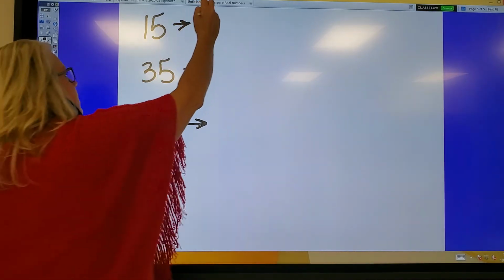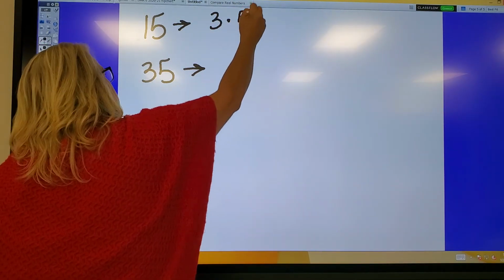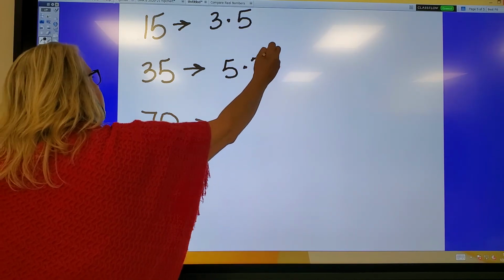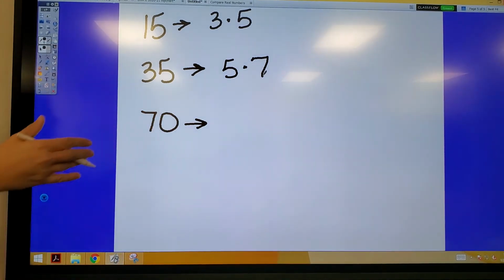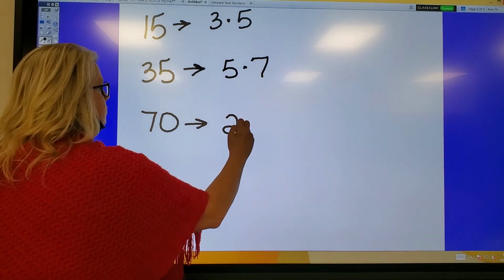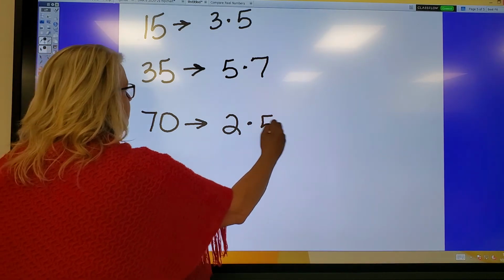15, hopefully we all know by now, is 3 times 5. What would 35 be? 7. All right, I'm going to do 5 times 7. Now again, you're not going to get these wrong if you don't have them in numerical order, okay, because this is kind of like your work. But it will probably be easier for you to match things up if they are in numerical order. All right, and then 70, that would be 2 times 35, and 35 is 5 times 7.